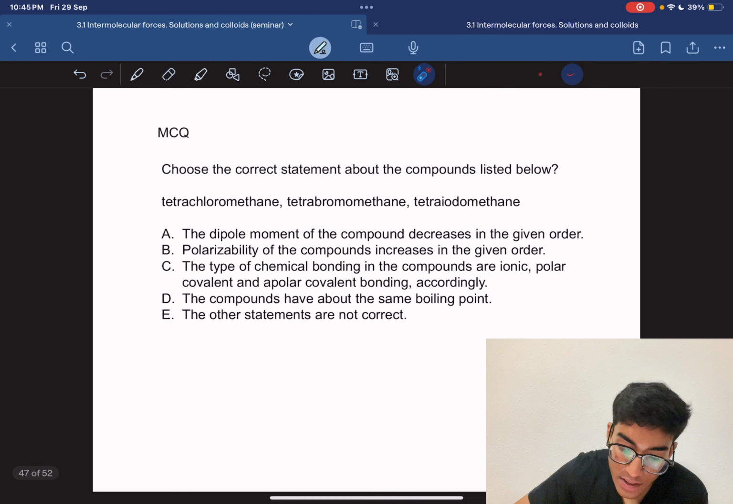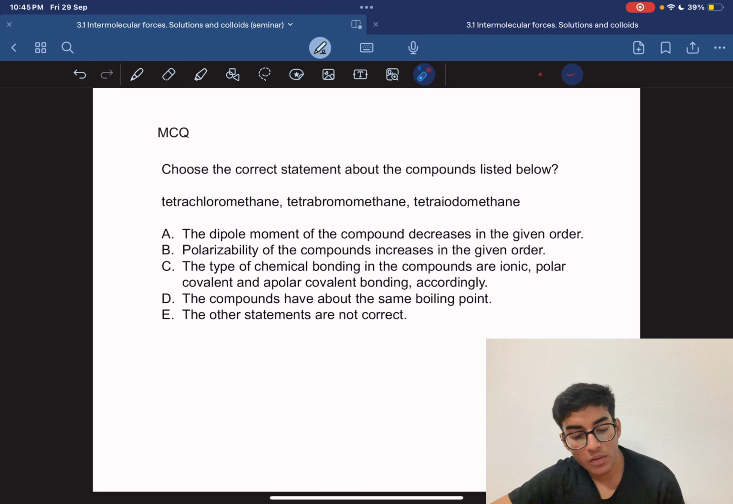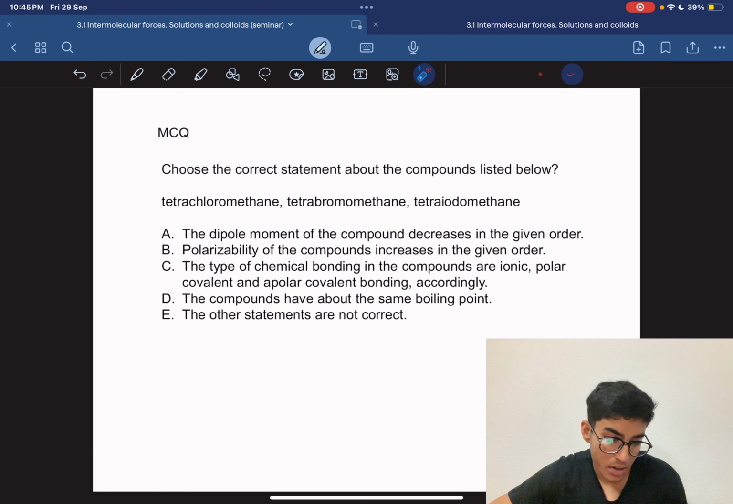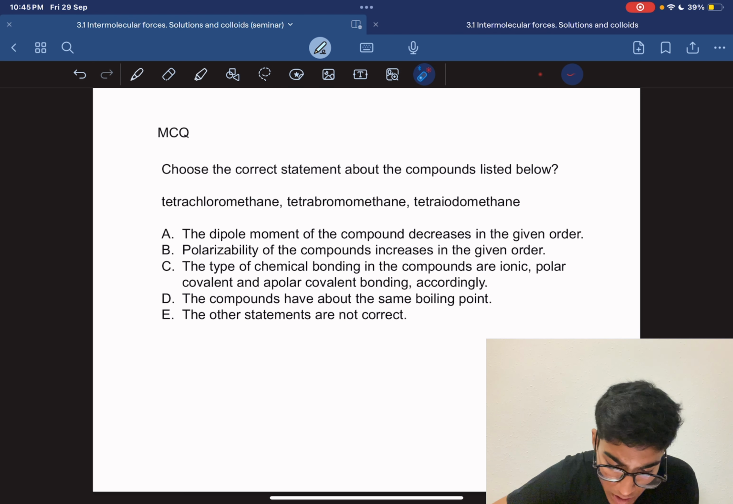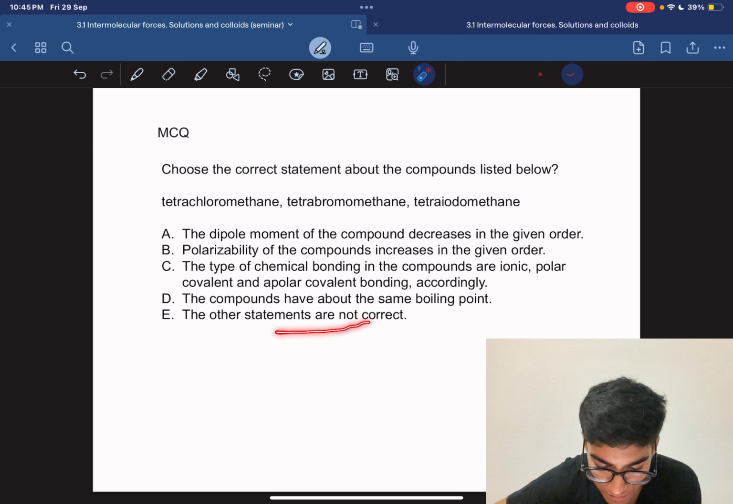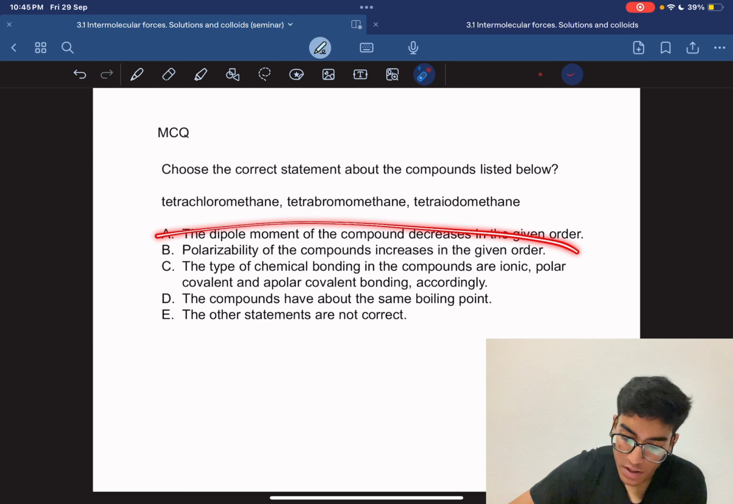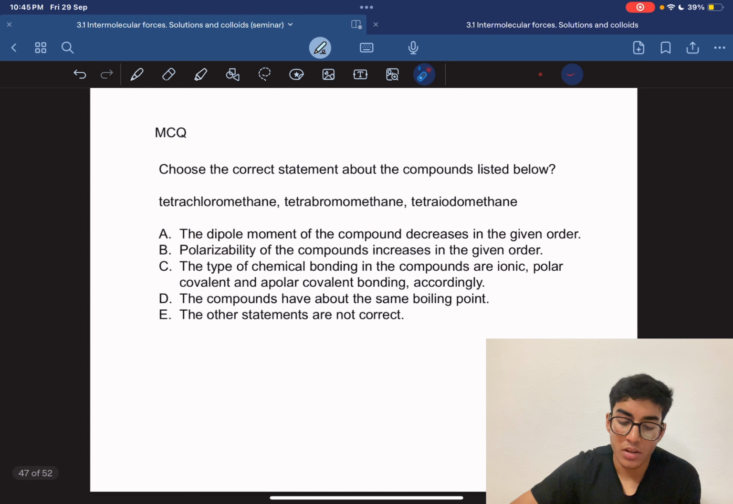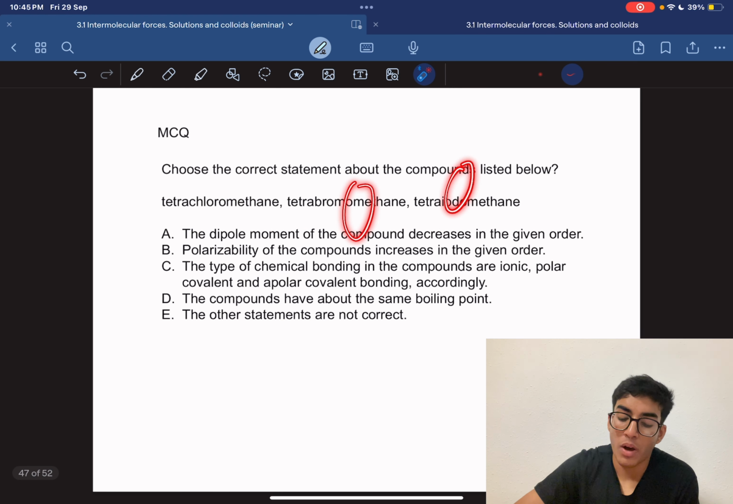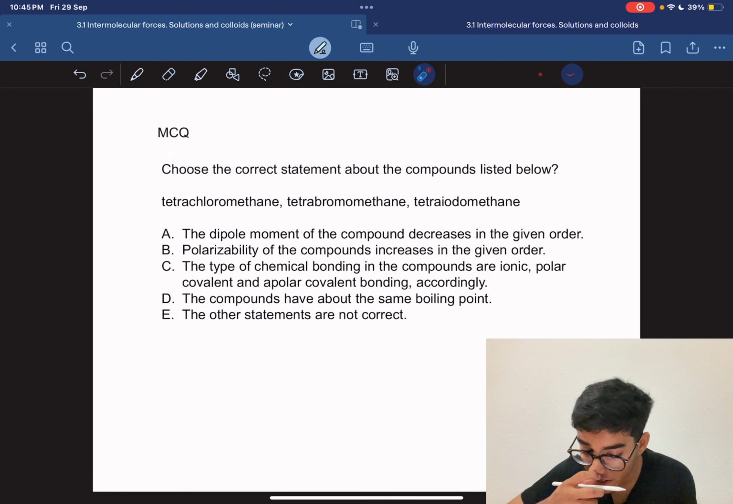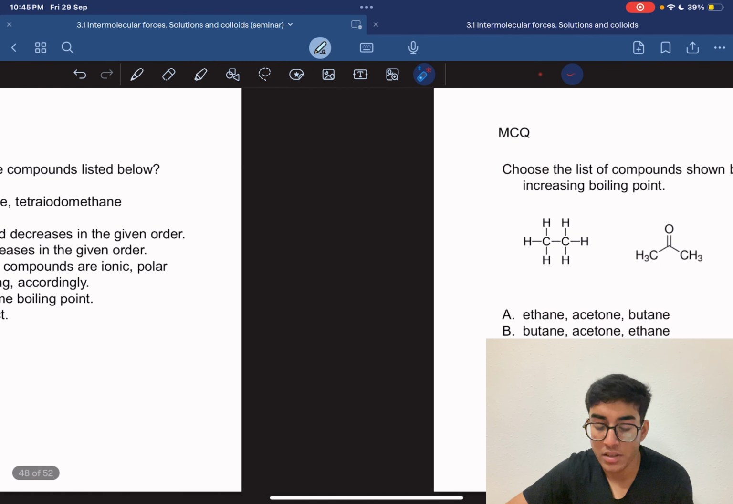That's that. MCQs: choose the correct statement about the tetrachloromethane, bromomethane. The dipole moment of the compound increases in the given order. The polarizability of the compound increases in the given order. The type of chemical bond is ionic. This one is correct, B, because the number of atoms and electrons are increasing, so the polarizability does increase.